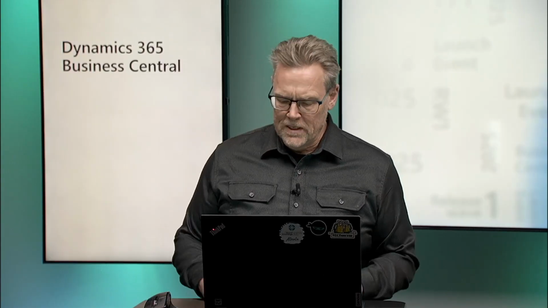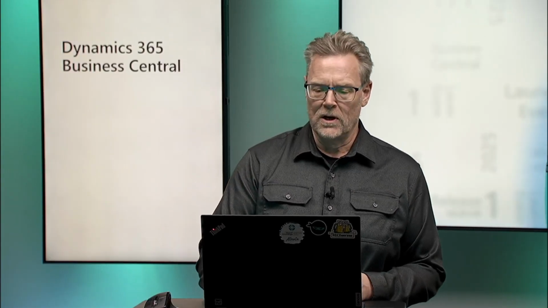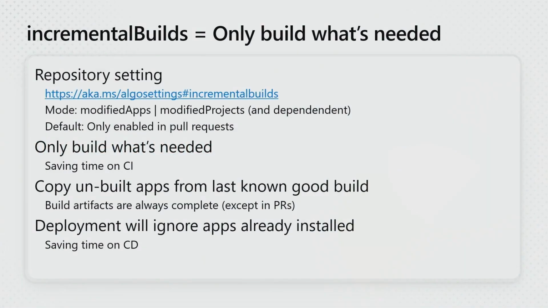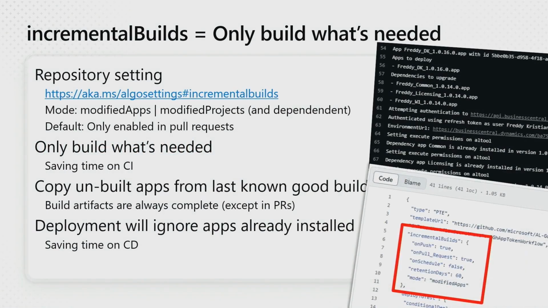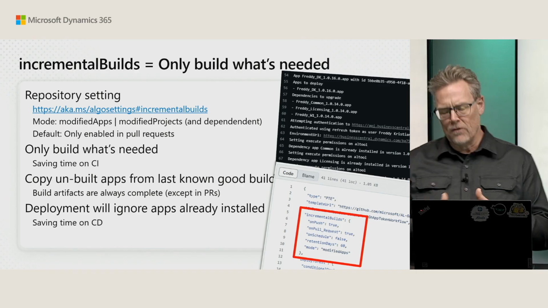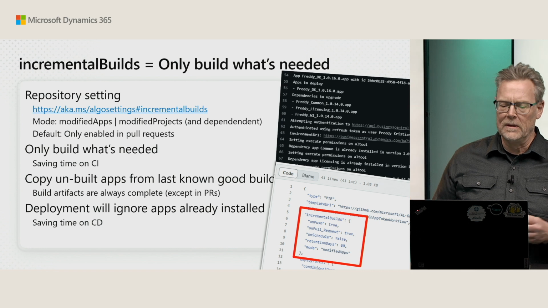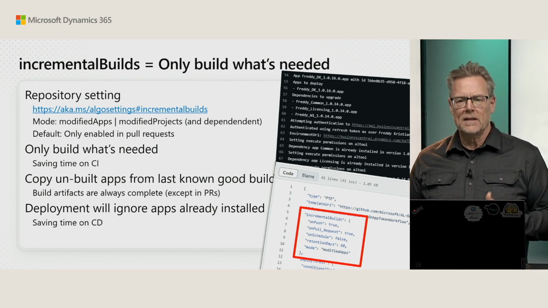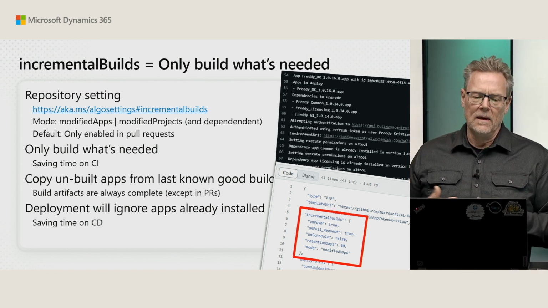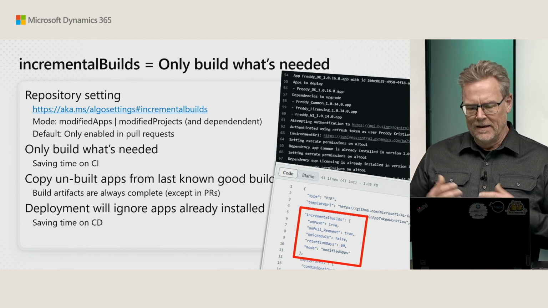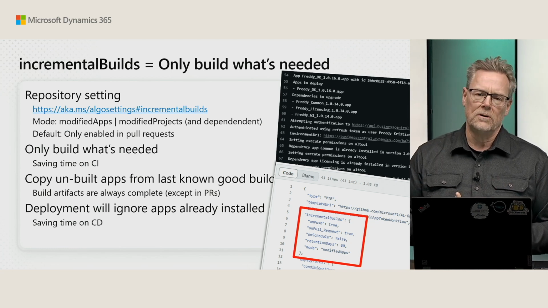The first one is incremental builds, and let's have a look at what that actually is. Incremental builds is all about only building what's needed. If you have a repository with 10 apps or 10 projects, you'll only build the apps that are actually modified in the commit that you're running right now.